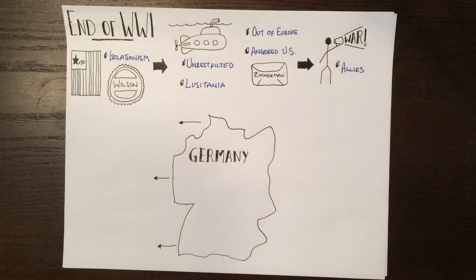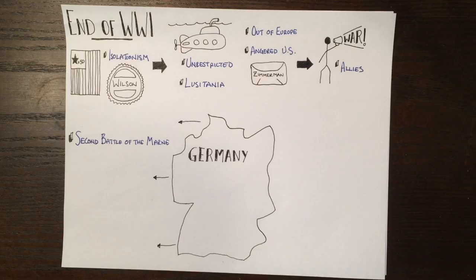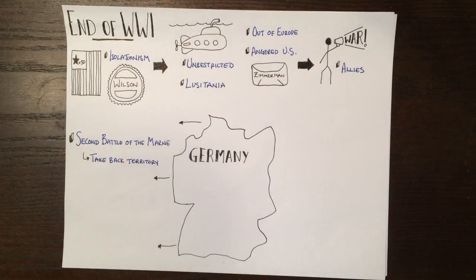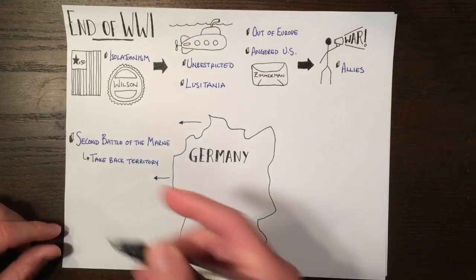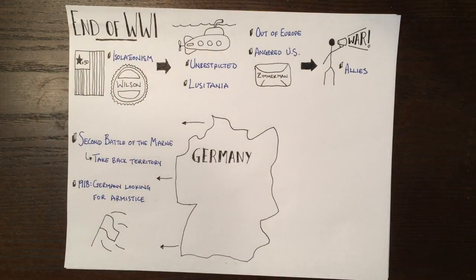However, the momentum shifted in the Allies' favor. Starting with the Second Battle of the Marne, the Allied forces started to turn the tide in their favor. They were able to use tanks and aircraft to push the Germans back and take territory from them. Many Germans surrendered, and in 1918, German leaders were looking for an armistice, or truce. Now the issue was not about fighting, it was about how to deal with Europe after the war.